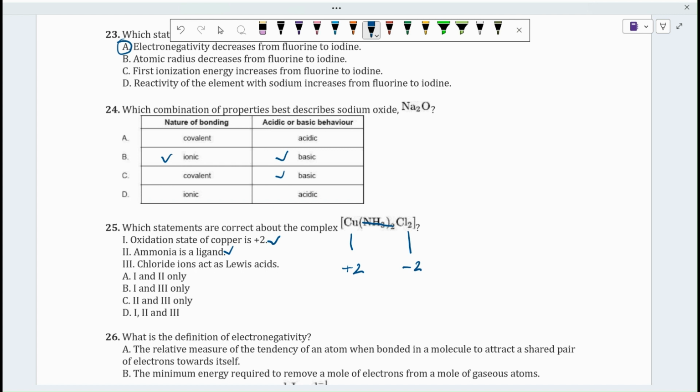Chloride ions act as Lewis acids. So the chloride ions here, as well as our ammonia, are both ligands. Lewis acids are electron acceptors, but ligands donate. What do ligands do? They donate. They're molecules with at least one lone pair that form coordinate bonds to the metal ion. So that's incorrect. 1 and 2 will give us A.